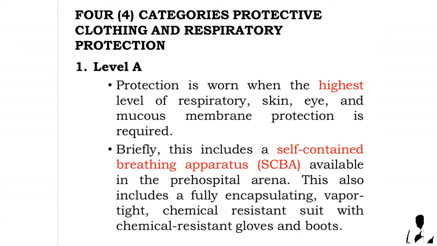1. Level A. Protection is worn when the highest level of respiratory, skin, eye, and mucous membrane protection is required. Briefly, this includes a self-contained breathing apparatus, SCBA, available in the pre-hospital arena. This also includes a fully encapsulating, vapor-tight, chemical-resistant suit with chemical-resistant gloves and boots.